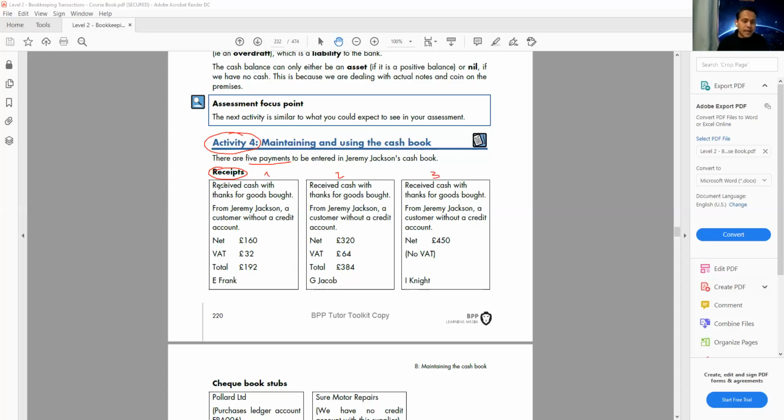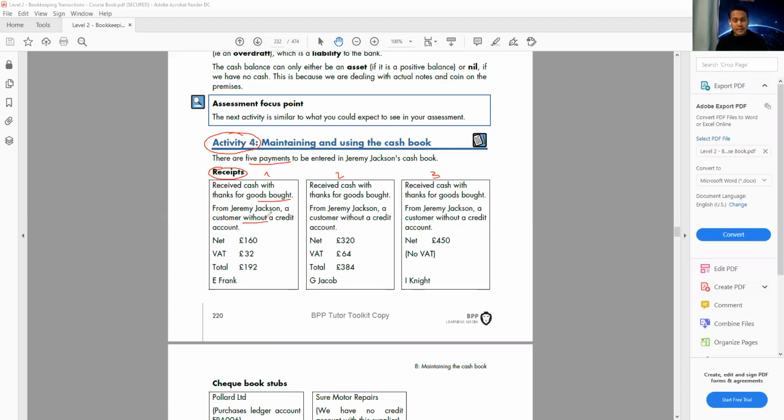It says received cash with thanks for goods purchased. So they are saying thank you very much for shopping with us. This is the receipt for you. We have 3 receipts, so that means we have paid for 3 transactions. Now our question is, we need to identify whether it is a cash transaction or a credit transaction. So let's have a look at that. From Jeremy Jackson, a customer without a credit account. That means this customer doesn't have a credit account with me. What does that mean, credit account?